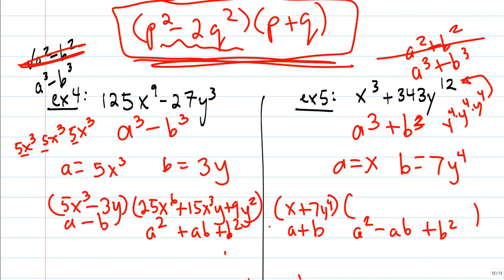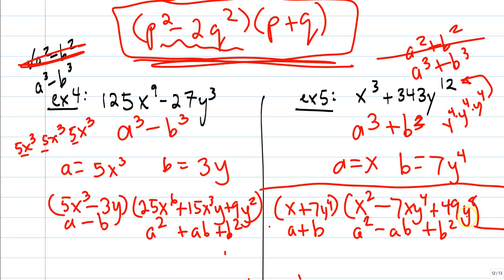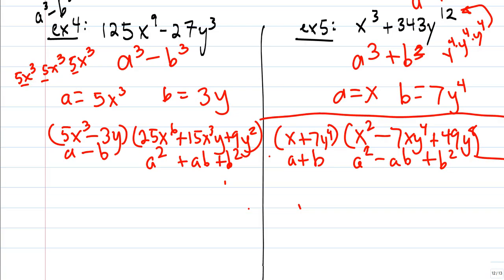What's A squared? What's x squared? It's not very exciting. Minus A times B, x times 7y to the 4th, so 7xy to the 4th. Sorry, I don't know why I said squared. Plus B squared, 7y to the 4th times 7y to the 4th would be 49y to the 8th. Terrifying.